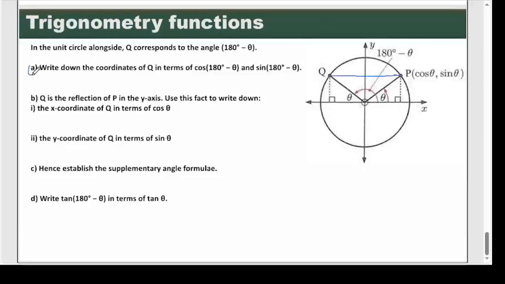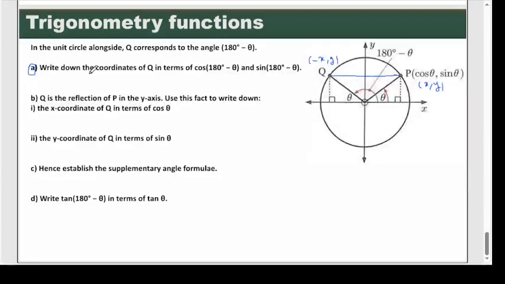So x, only its sign will change. I will go for part A. It says write down, for example, let me write here. If I had x and y and reflect it across the y-axis, I will have negative x and y. That means only the sign of x will change.